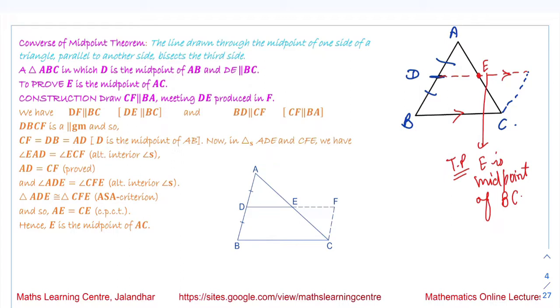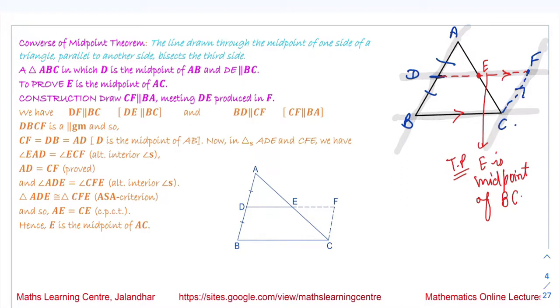So we are saying that DF, F is the point that we have seen in our previous theorem. F we have obtained by drawing CF parallel to AB. F is the point where this line drawn from C parallel to AB intersects the line DE. So DF is parallel to BC, this is given to us, and by our construction AB is parallel to FC.